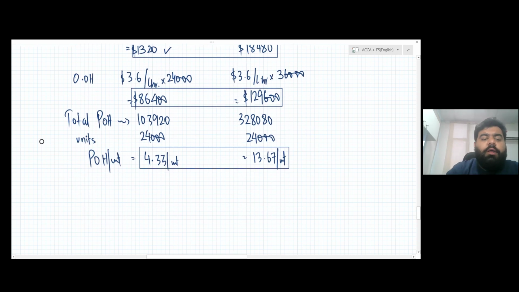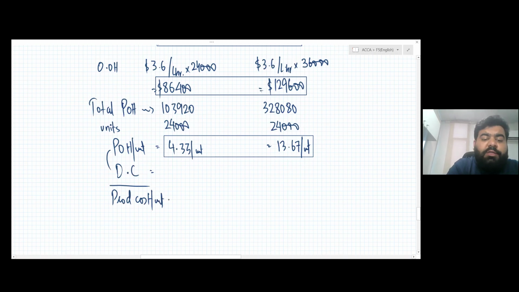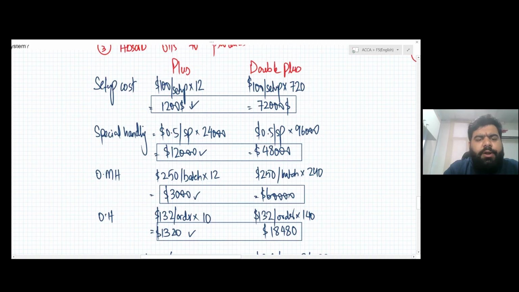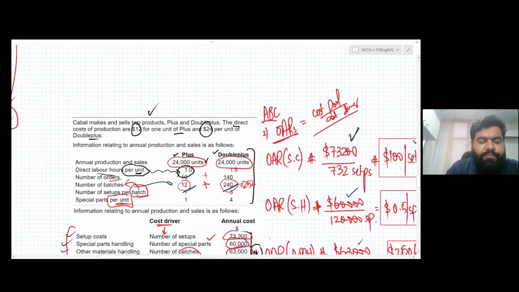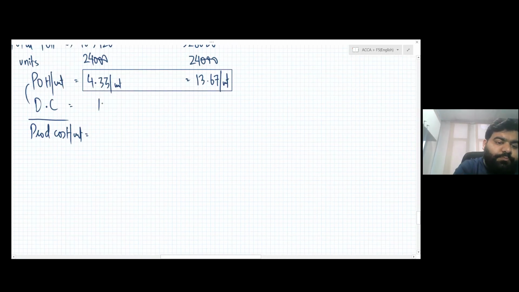Now the question was that we have to calculate the total cost. So for total cost, just add the direct cost in it, because he is not asking for the production overhead per unit. He's asking for production cost per unit. Just add the direct cost as mentioned here at the start. It's given 12 and 24. Just use it here in the calculations. So it will be 16.33 per unit, and 37.67 per unit.